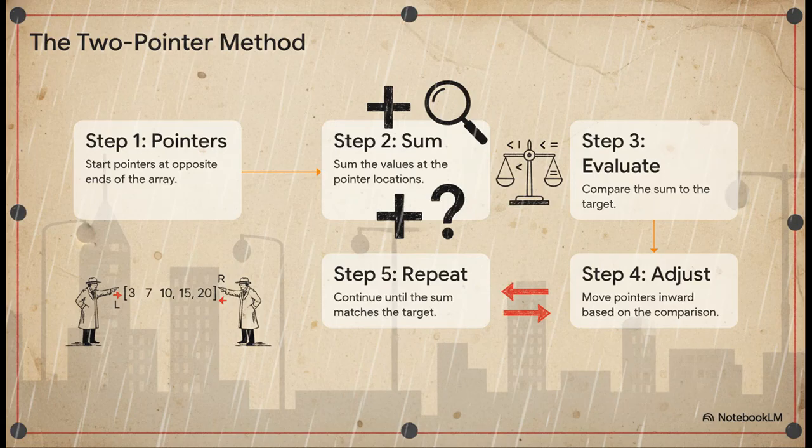Okay, so here's how this brilliant method works. We place one pointer at the very beginning of the array, on the smallest number, and another pointer at the very end, on the largest number. Then we check their sum. If that sum is too big, well, we obviously need a smaller number, so we move the right pointer in one step. If the sum is too small, we need a bigger one, so we move the left pointer in. It's this beautiful, logical pincer movement that just closes in on the solution.